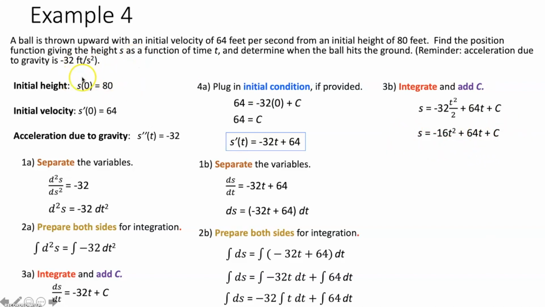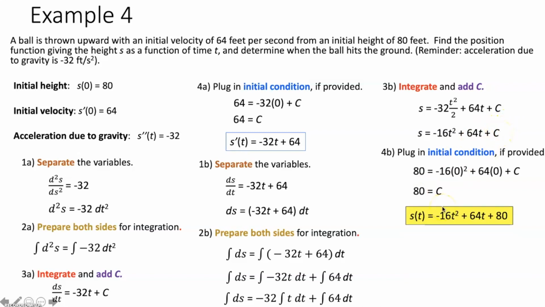But remember, I'm given an initial condition. My initial height is 80. So at time t equals 0, I know my height is 80, meaning I can use that initial condition to find my c value. So I take 0, plug it in for t here and here. I take 80, plug it in for s, my position, here. Now I solve for c. So this times this, that's 0. This times this, that's 0. So I just get c is equal to 80, meaning I can take 80, plug it in for c in my general solution up here, and I have found my position function.